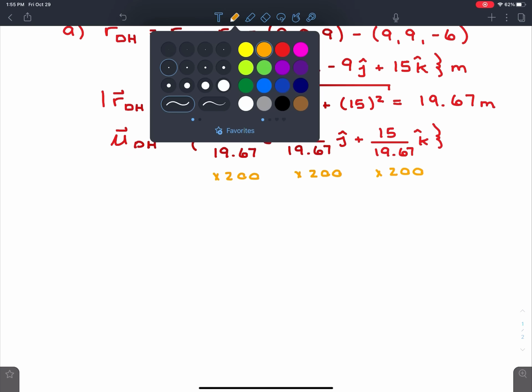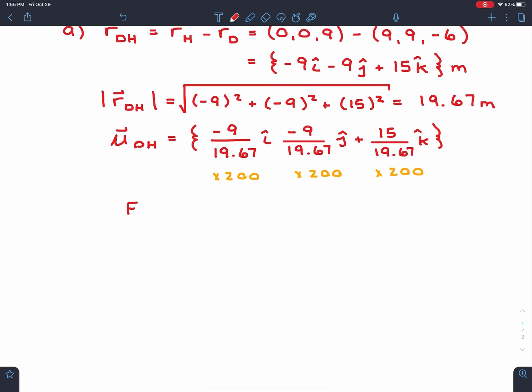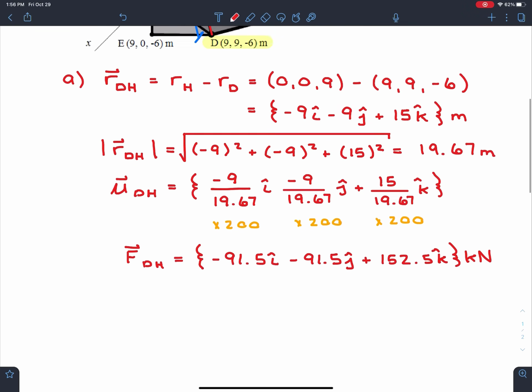And once you do all of the math, which is pretty simple, you will find that your force vector dH is going to be equal to, and then I do the nice squiggle brackets, negative 91.5 in the I direction, negative 91.5 in the j direction, and then finally plus 152.5 in the k direction. So not too bad at all. And it's going to have units of force, and in this case we have units of kilonewtons. So that's going to be part A.